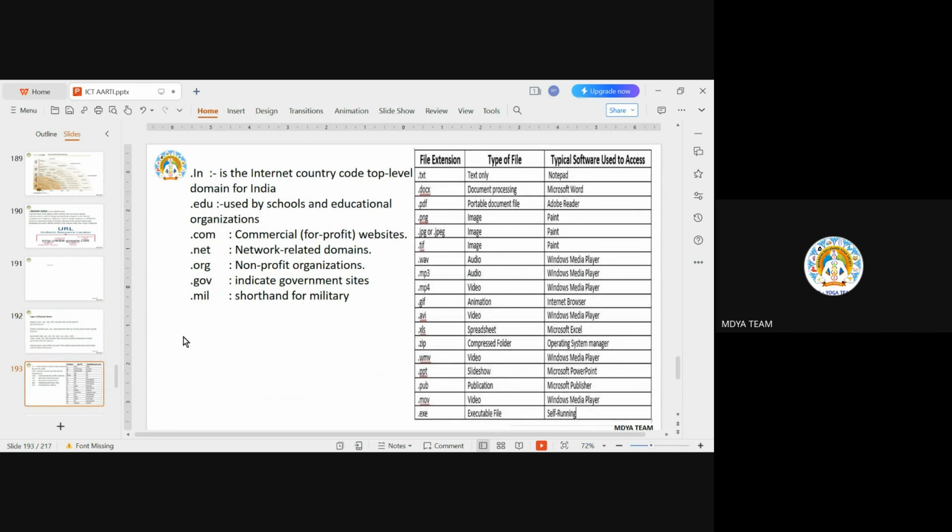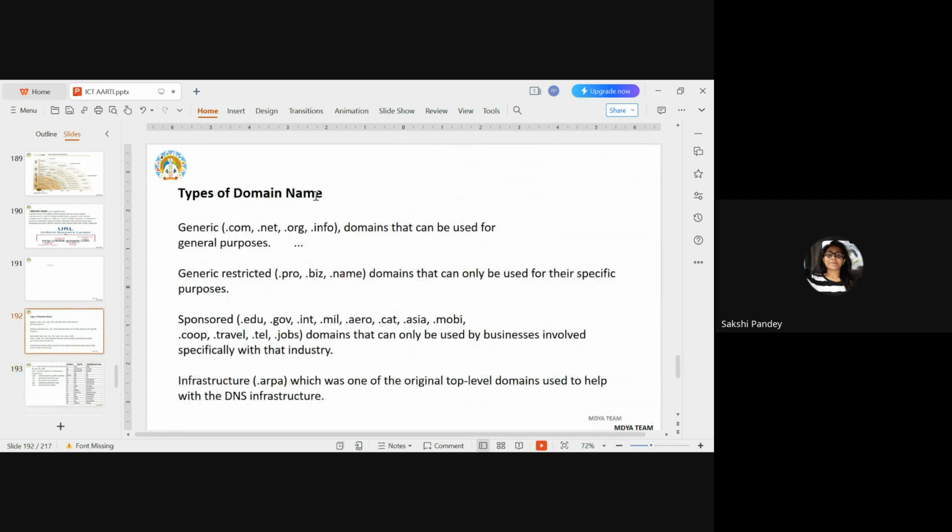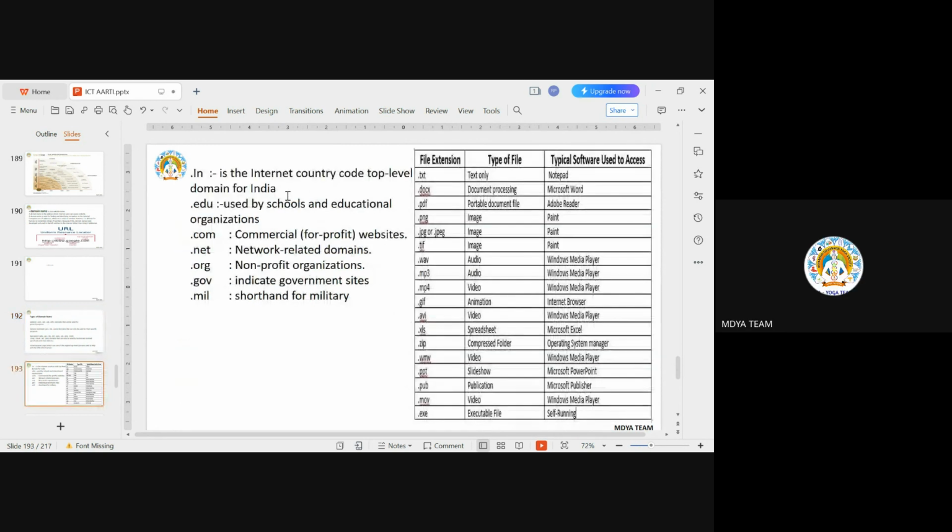As .in is the... Can you show me the last slide, please? Just for a second. Thank you, ma'am. Yes. It is a top level domain for India. .in for India, .edu for education, .com for commercial. .net is for network related domains or non-profit organizations. Government sites, military, shorthand for military. These are the extensions we use.